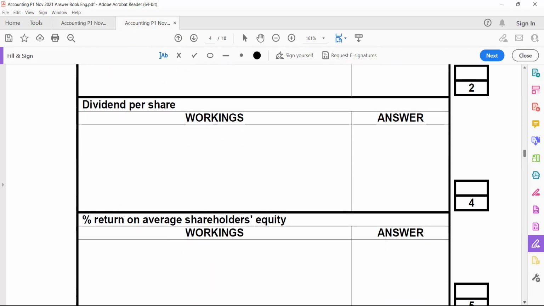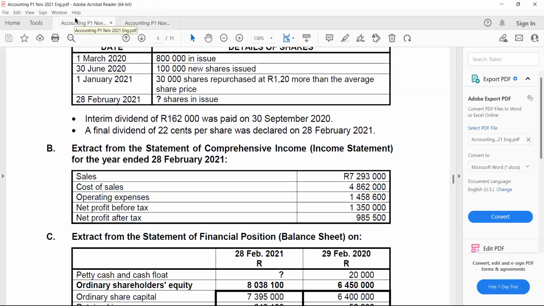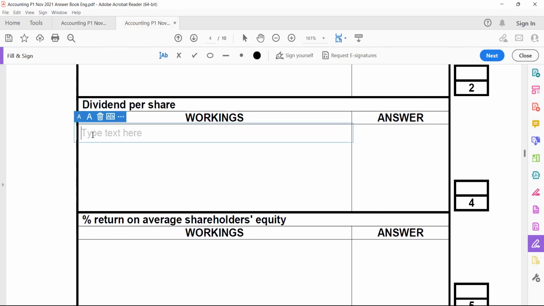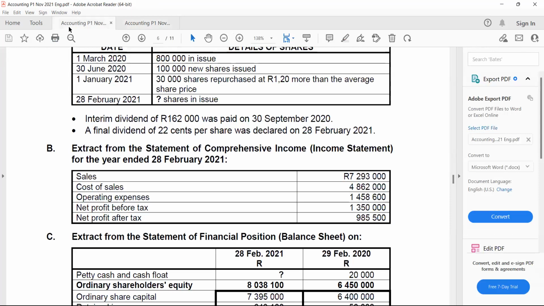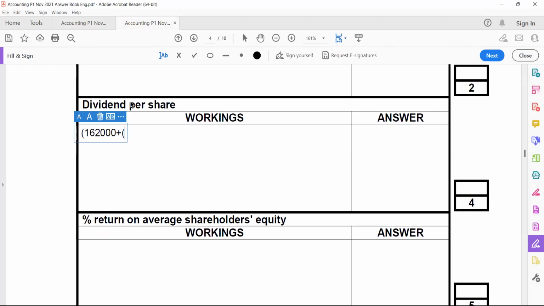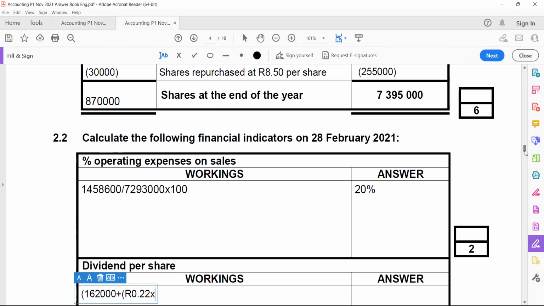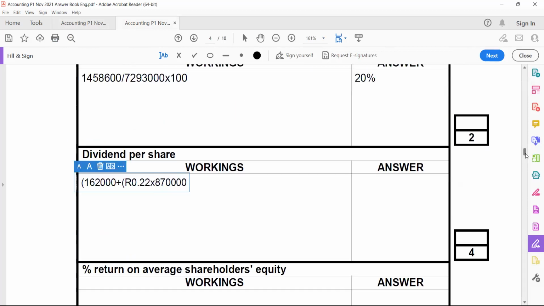The next one's dividend per share. This is total dividends, whether it was declared or paid. We're not focusing on that. We are focusing just on the declared part and then divided by the number of shares. So we know interim dividends was 162,000. So in the numerator, you're going to say 162,000 plus final dividend was 22 cents per share. I'm going to convert that to rands, 0.22, and multiply by the number of shares in issue at year end, because it was declared on 28 Feb. And that's 870,000 shares from our previous calculation. And then we divide the total numerator by the number of shares in issue.